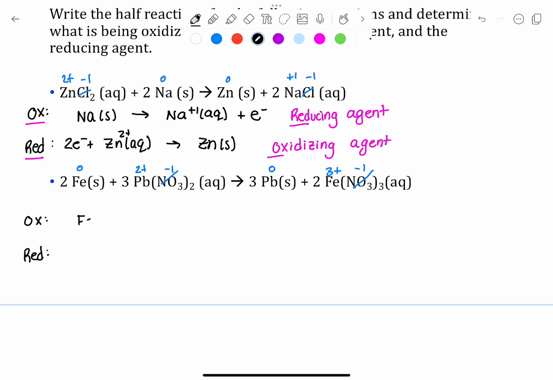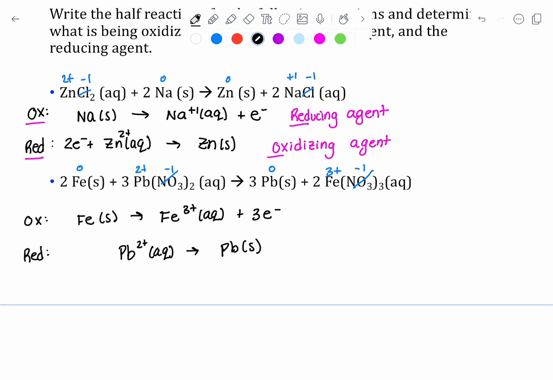So we have iron solid going to iron 3+, and that's aqueous. In order to have charge balance, I have 3 electrons there as well. And also because this is an oxidation half reaction, we see our loss of electrons. The electrons are going to be a product of that reaction. That means that lead is being reduced because we're going from an oxidation number of 2+ to 0. So we have lead 2+ going to lead solid.